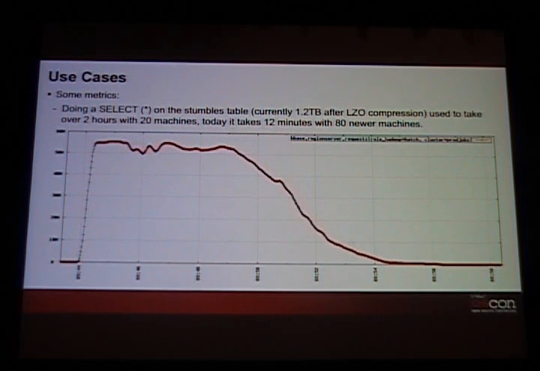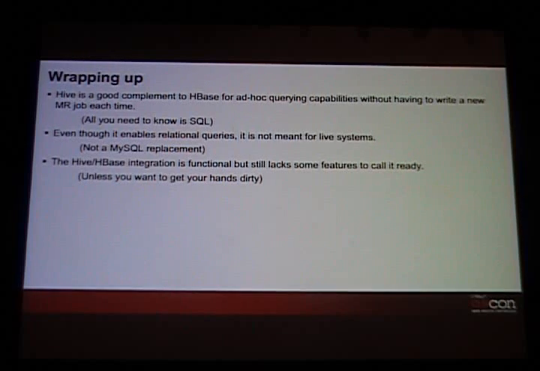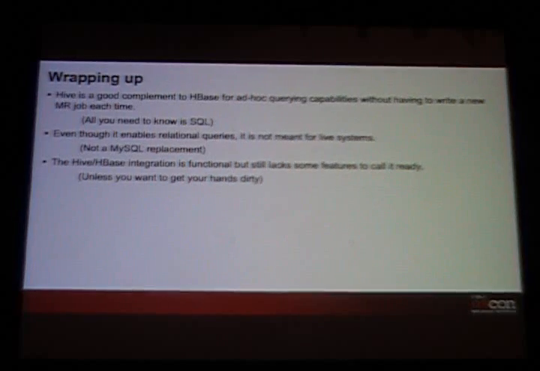So let's wrap it up. Hive is a good complement for HBase. All you need to know is SQL. But it is not a MySQL replacement. You cannot just take the queries you were doing in MySQL, run them on Hive, thinking that you can access HBase in real time through SQL. That's not how it works. And then the Hive-HBase integration is functional. You can do stuff with it, but if you really want to start using it with existing data, which is binary, as is usually the case with HBase, then you will have to get your hands dirty or pay.